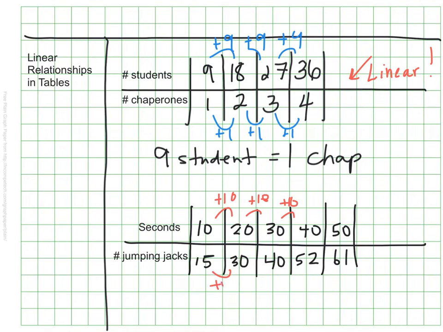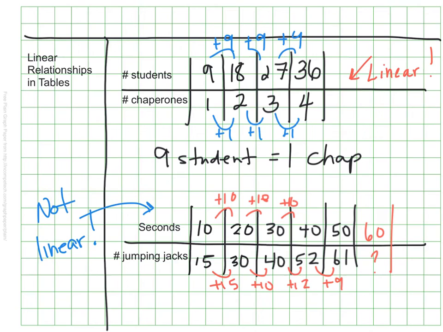So we went up by 15 here. Here we only went up by 10. Here we went up by 12. Here we went up by 9. It's not predictable. We can't predict the number of jumps that someone would do in 60 seconds. We can make an educated guess, but we wouldn't know for sure. This is not a linear relationship.